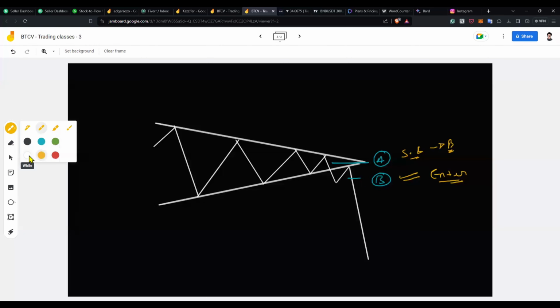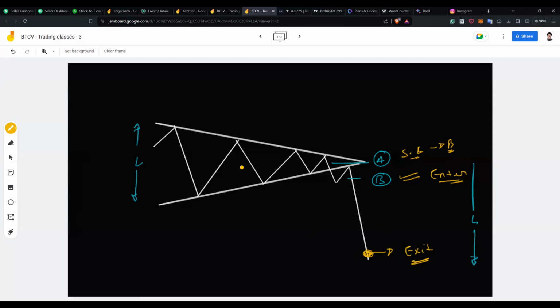Now, how do we identify the exit point? Again, put the same length here from the retracement point. And just before the length, you have to exit. A very simple thing.